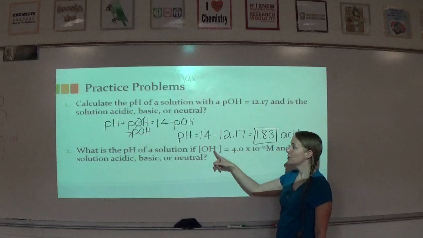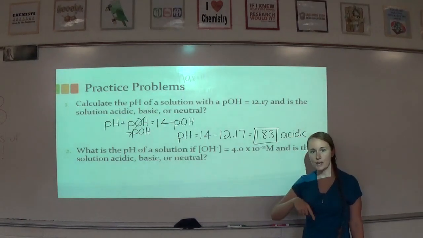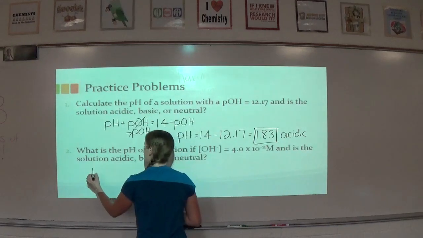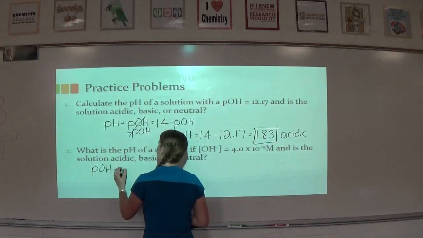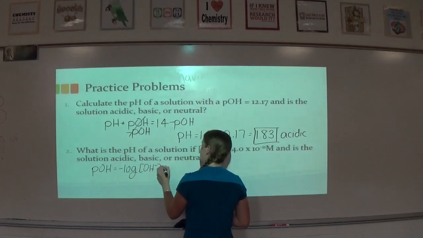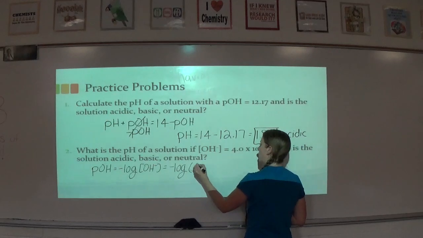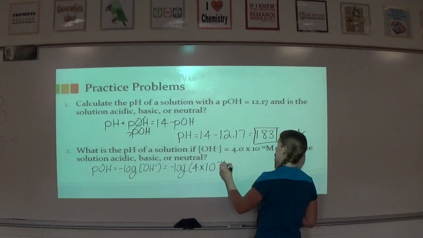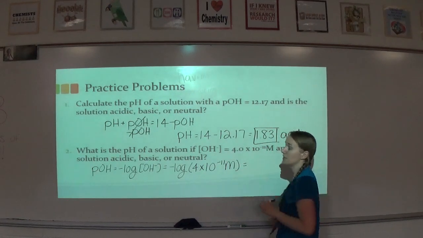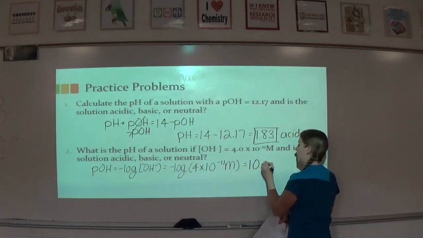So the first thing I'm going to do is say, okay, I have OH-, I want to try to get to pOH. If you remember, our formula says pOH equals negative log of OH-. And so that's what I'm going to plug in first. So I'm going to do negative log of 4 times 10 to the negative 11. Once I solve that, I got 10.4.